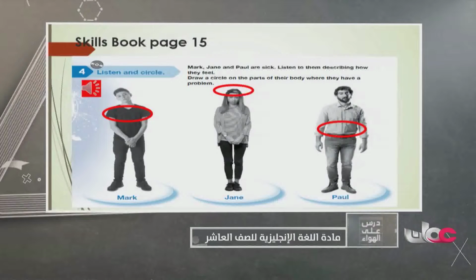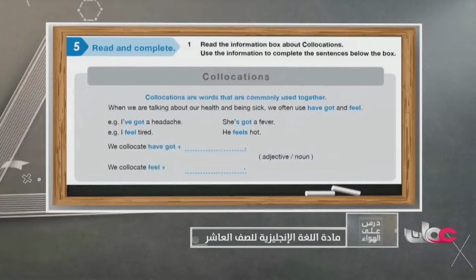So here they said, the first one, or Mark said that I have a chest problem, and Jane said I feel dizzy, and Paul said that I have a stomach ache. So just circle the place that they feel they have a problem in. Okay, now let's move, guys, to something called collocation.